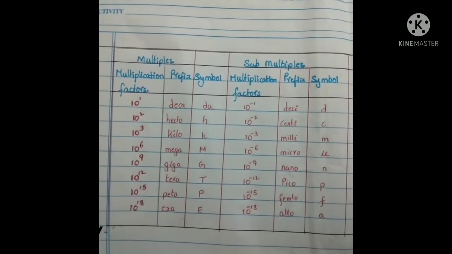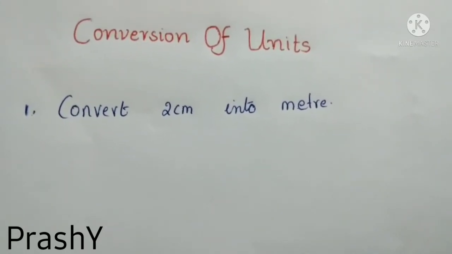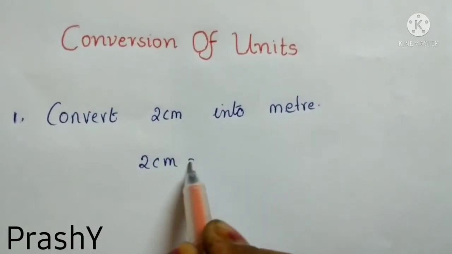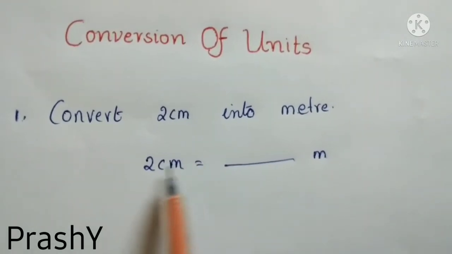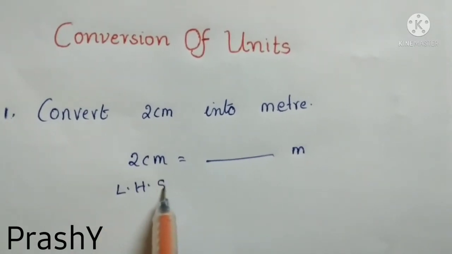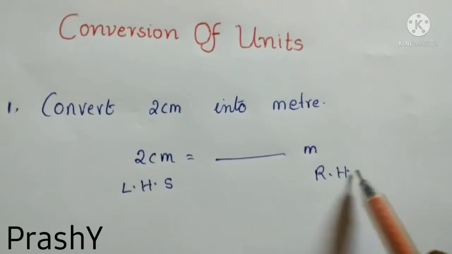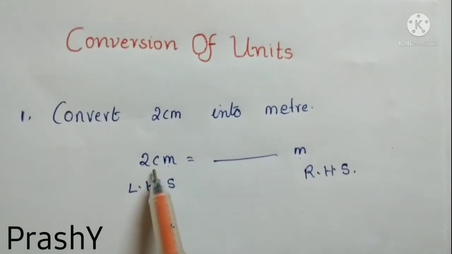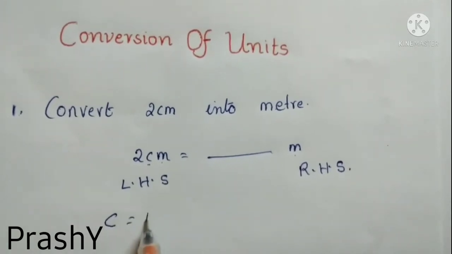So let us begin with some simple example. Convert 2 centimeters into meter. To start with the solution, first write the question in this form, like 2 centimeters is equal to dash meters. Before the equal to sign, we call it the left hand side, and after the equal to, we call it the right hand side. See, here meter and meter. The extra one we have here is centi. So what is the centi from the table? Centi is 10 power minus 2.